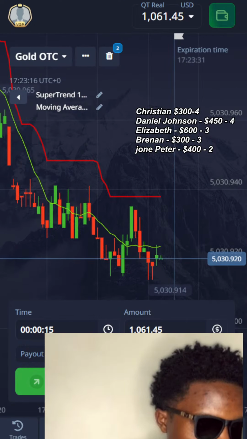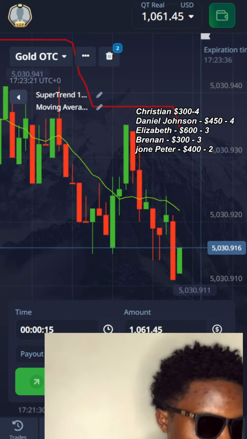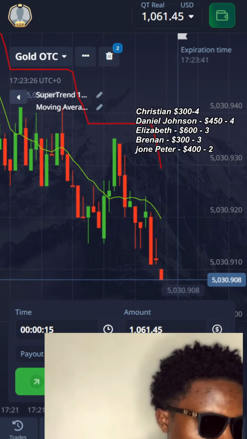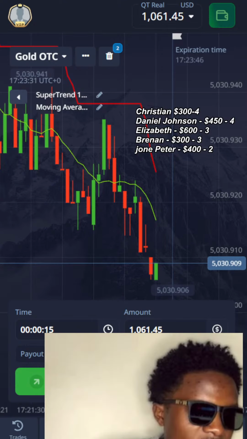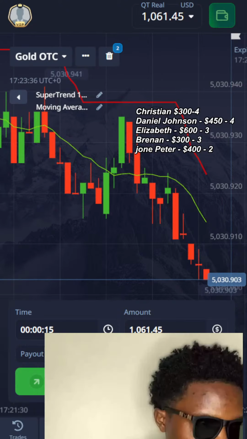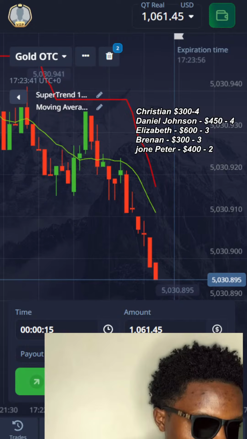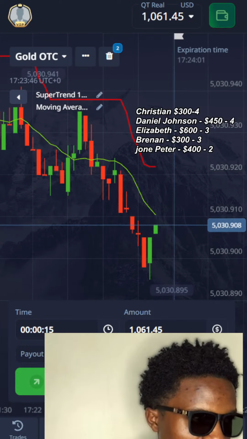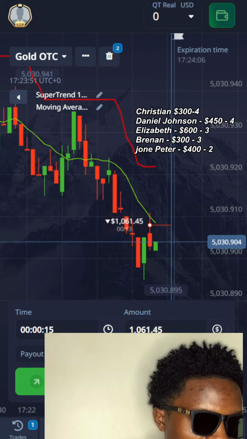We need to break the structure here, and then we shall consider more sells. Yes, let's break the structure, just like that. Now we are going to take another trade next to the moving average. So watch closely. At the moving average, we shall be selling once more. At the moving average on the third attempt, we sell. Let's see how this one pans out.